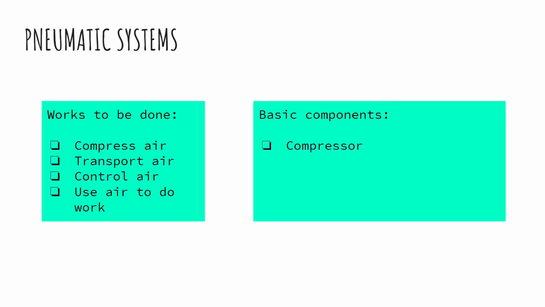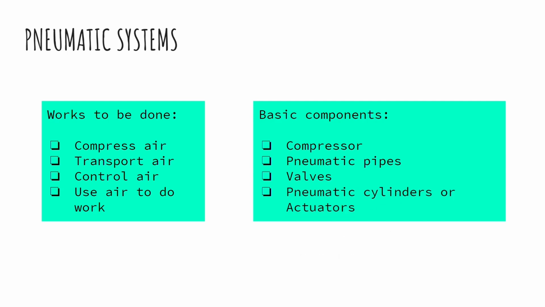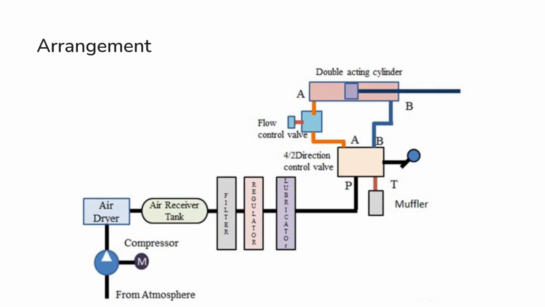That is, for compressing air we use a compressor, then we use pneumatic pipes for transporting air, and then we use valves for controlling air, and then we use pneumatic cylinders or actuators to do work. These are the basic components. Now let's see the arrangement of a pneumatic system.